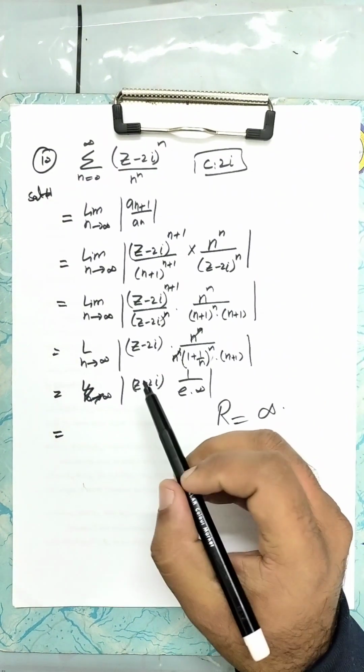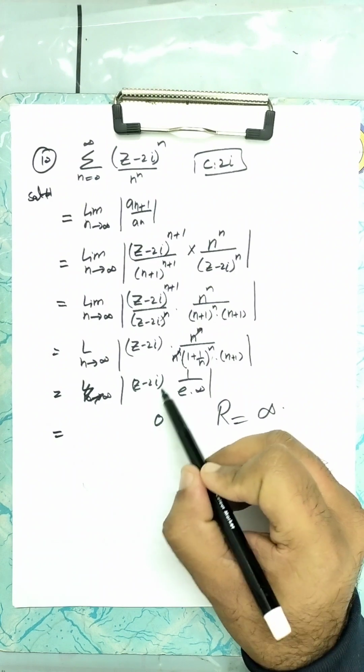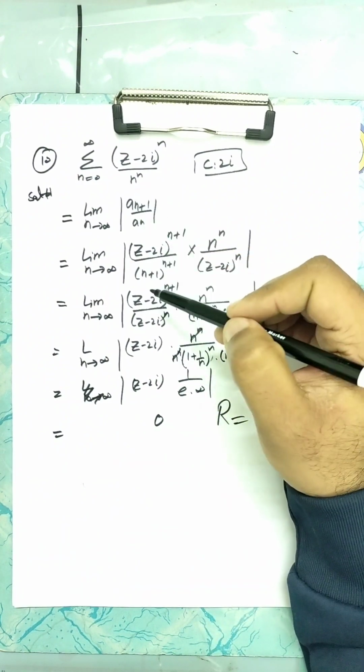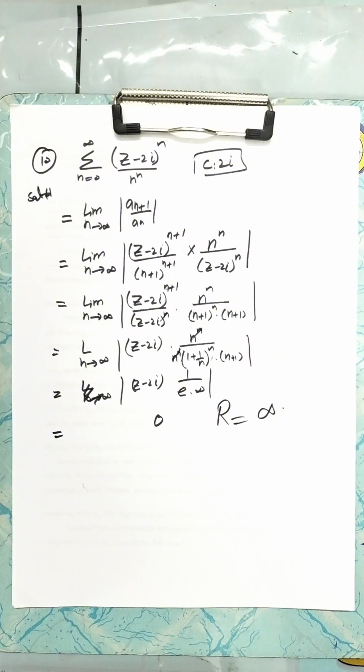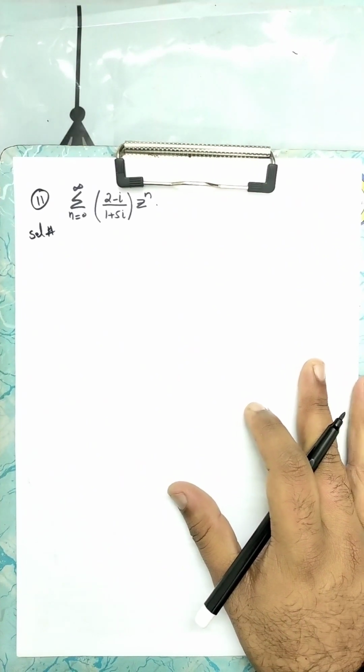The meaning of this is that it converges for any value of z. So we put any value of z, this series is convergent. So the radius of convergence of the given series is infinity. Now we solve question number 11.